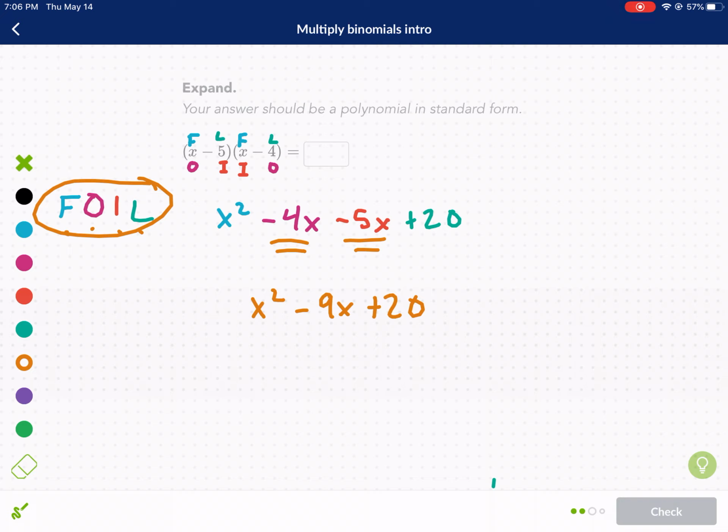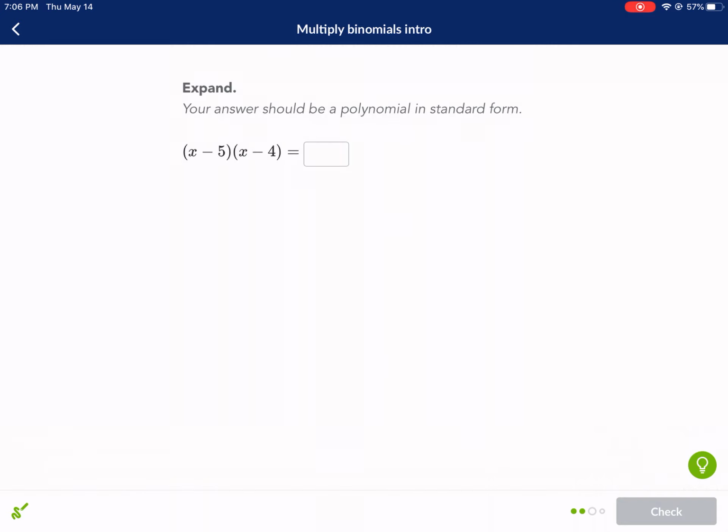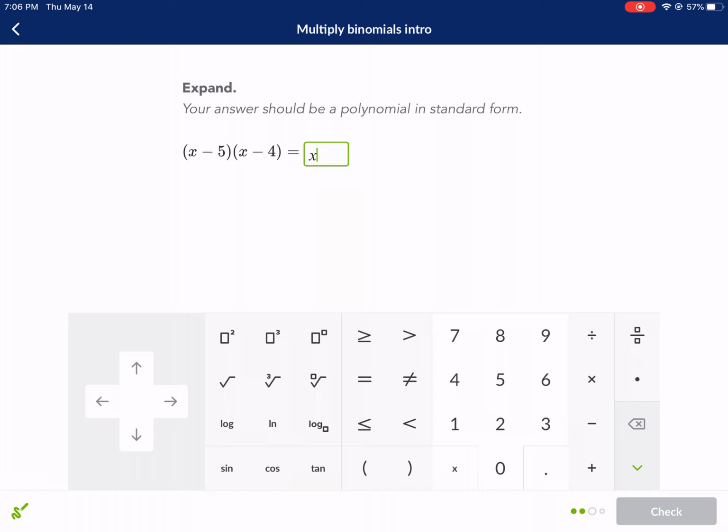So we got x squared minus 9x plus 20 because negative 4x minus 5x is negative 9x, and the x squared and the 20 don't have any other common terms. So we have x squared minus 9x plus 20.